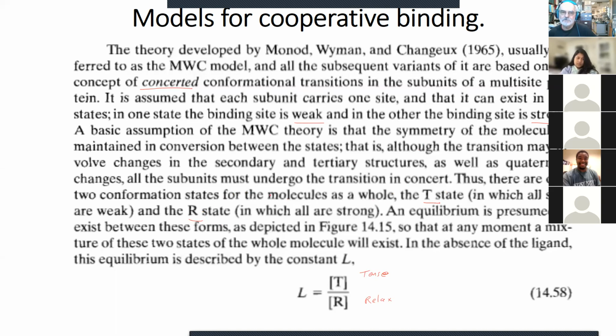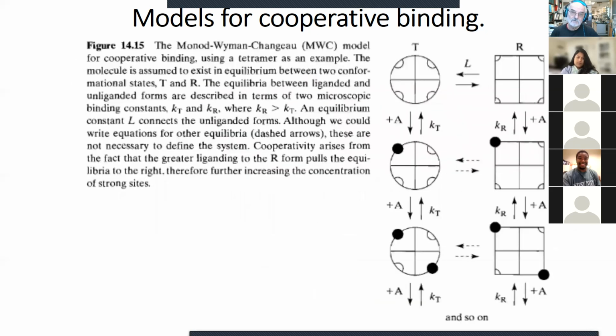And the conversion from T to R is cooperative. Okay, so ligand binding converts T to R, but that conversion depends on the magnitude of the cooperativity. And so the model that they come up with is that there's an initial equilibrium between the T and the R form, and you can literally write down an equilibrium constant, which they called L, where it's the T divided by R is L, the equilibrium between the T state and the R state. So this is an equilibrium model involving conformational transitions.